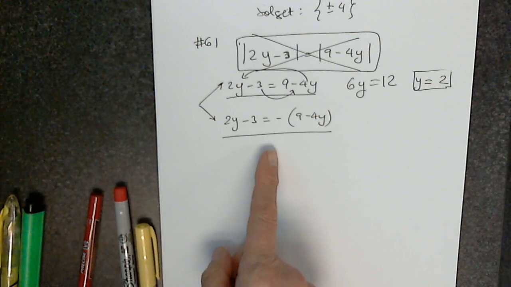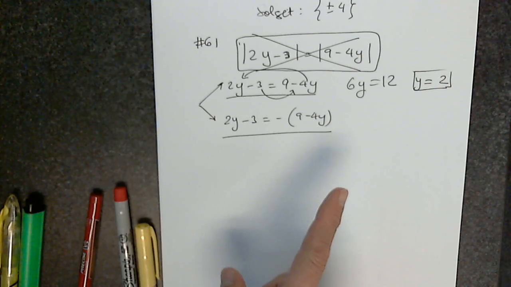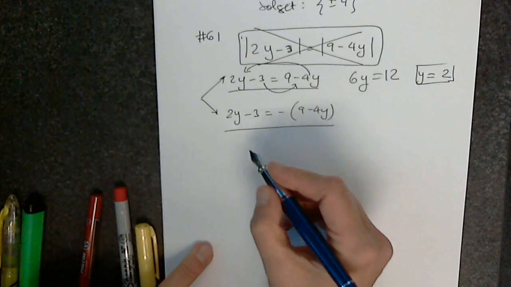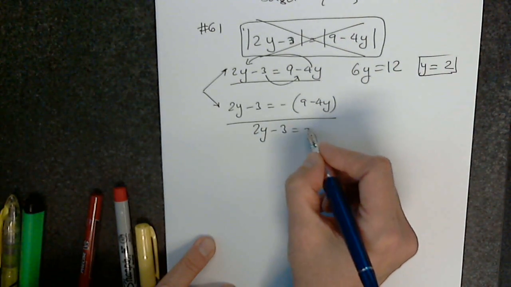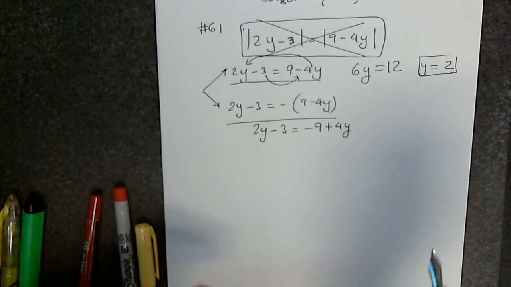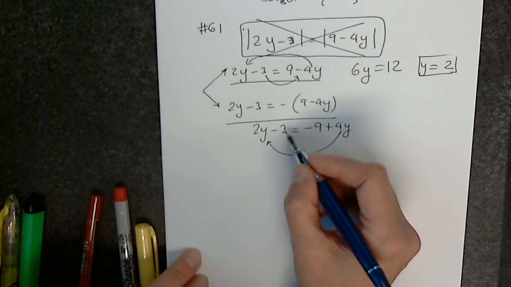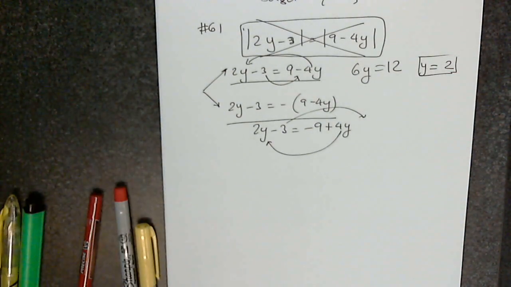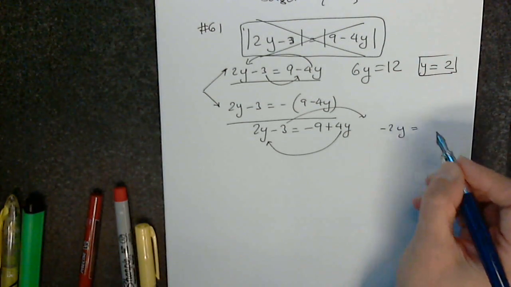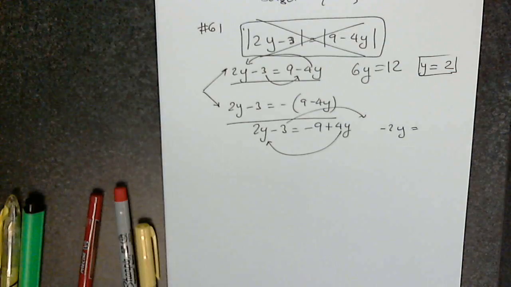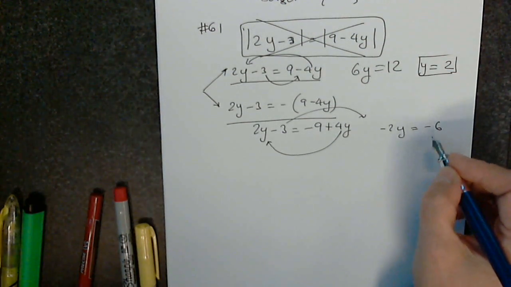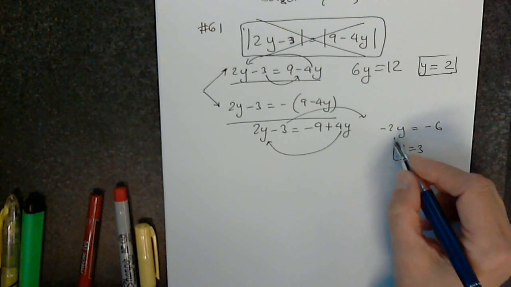Now here I have to rewrite it. I have to distribute a negative sign first. So I have 2y minus 3 equals negative 9 plus 4y. That's what I have to do first. And now I move 4y and I move 3. When I move 4y, it becomes negative. So 2y minus 4y will be negative 2y. And when I move negative 3 to the other side, it becomes positive. Negative 9 plus 3 is negative 6. So then y equals 3.